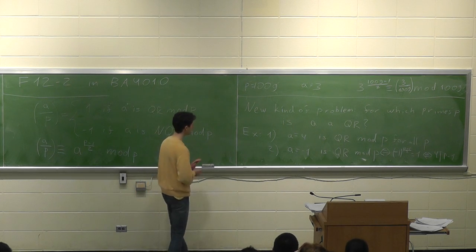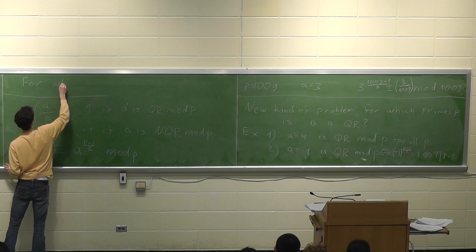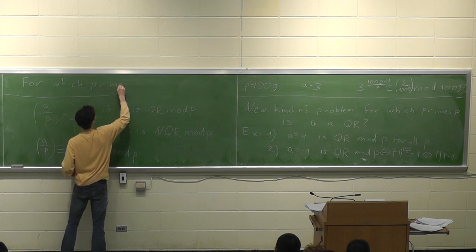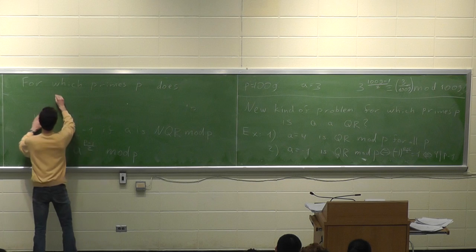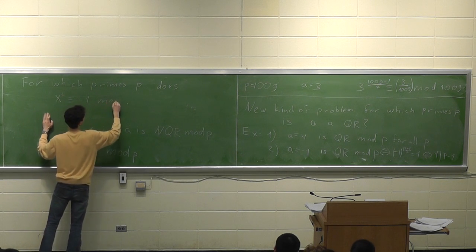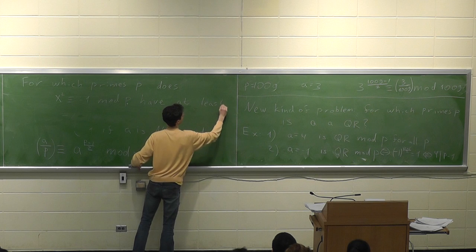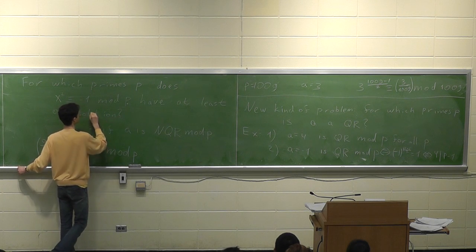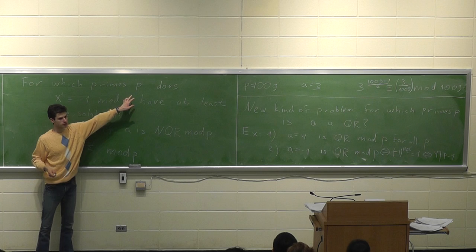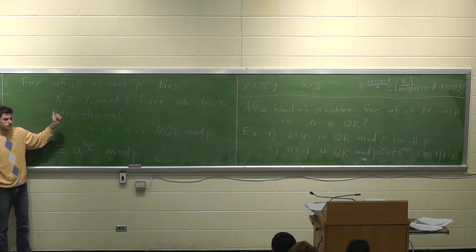So the question is again, for which primes p? For each prime p, does such a congruence, x squared is congruent to minus 1 modulo p, have at least one solution? That's the question. For which primes p does this congruence have at least one solution? In other words, which primes can appear as a divisor of x squared plus 1 for some x? Another probability question.